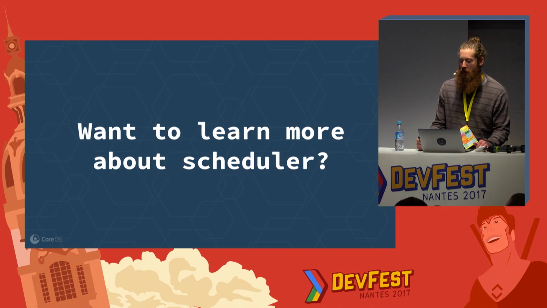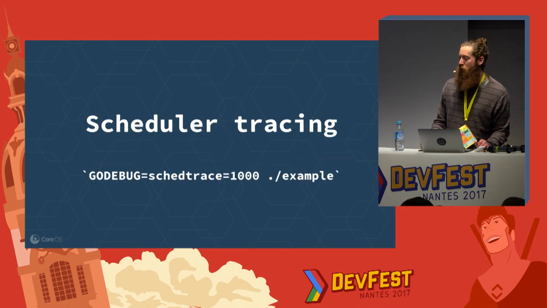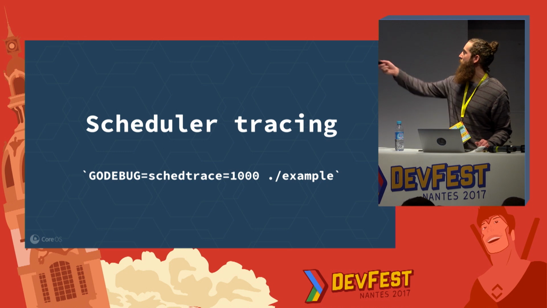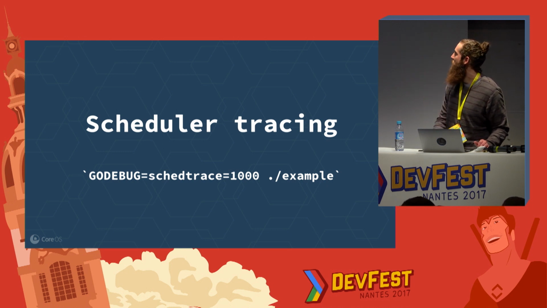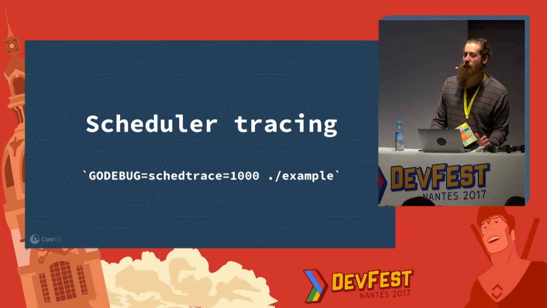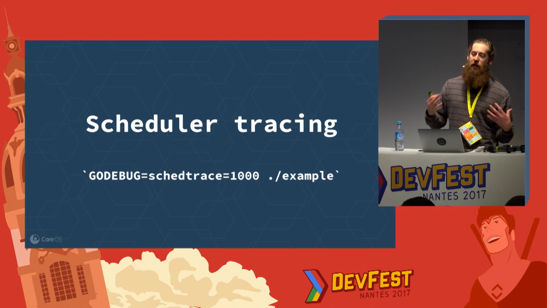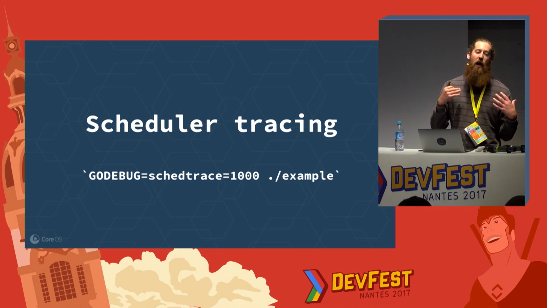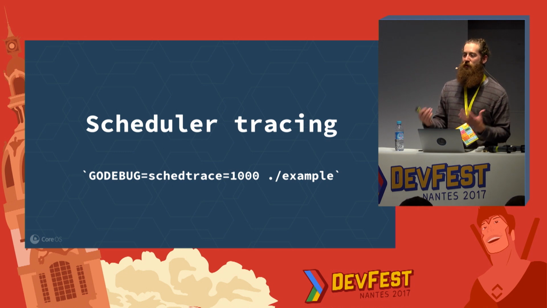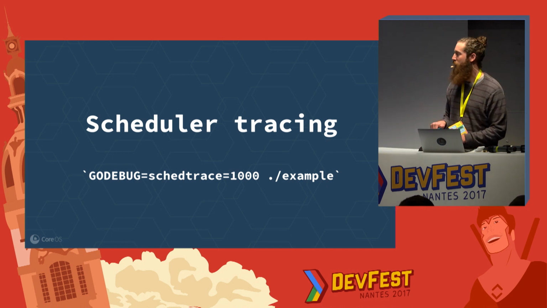So if anybody's interested in learning more about the scheduler, what it does, and what kind of decisions it's making, you can actually run Go, if you're familiar with the Go debug environment variable, with this invocation as you're executing your program. That'll give you very detailed output, tracing what the scheduler is doing, what decisions it's making, why it's making those decisions, and so on. I'll leave that up for a second if anybody wants to grab a picture.